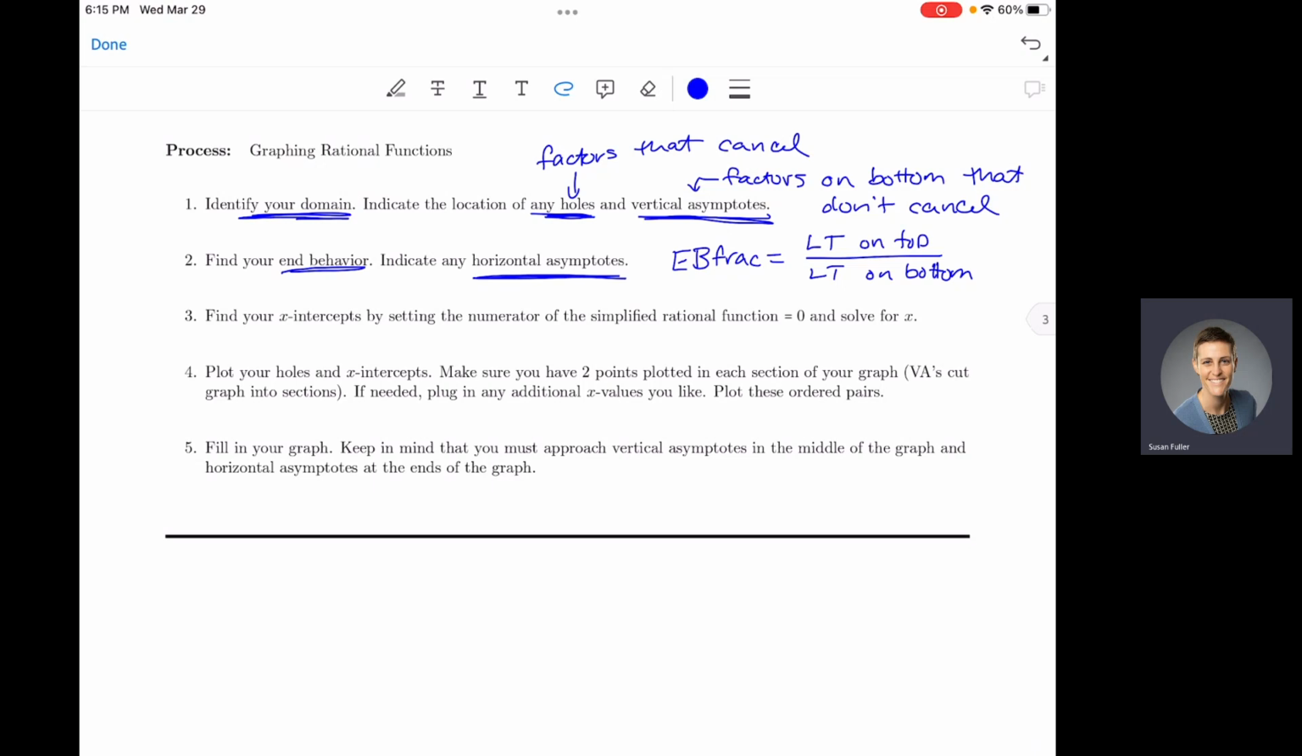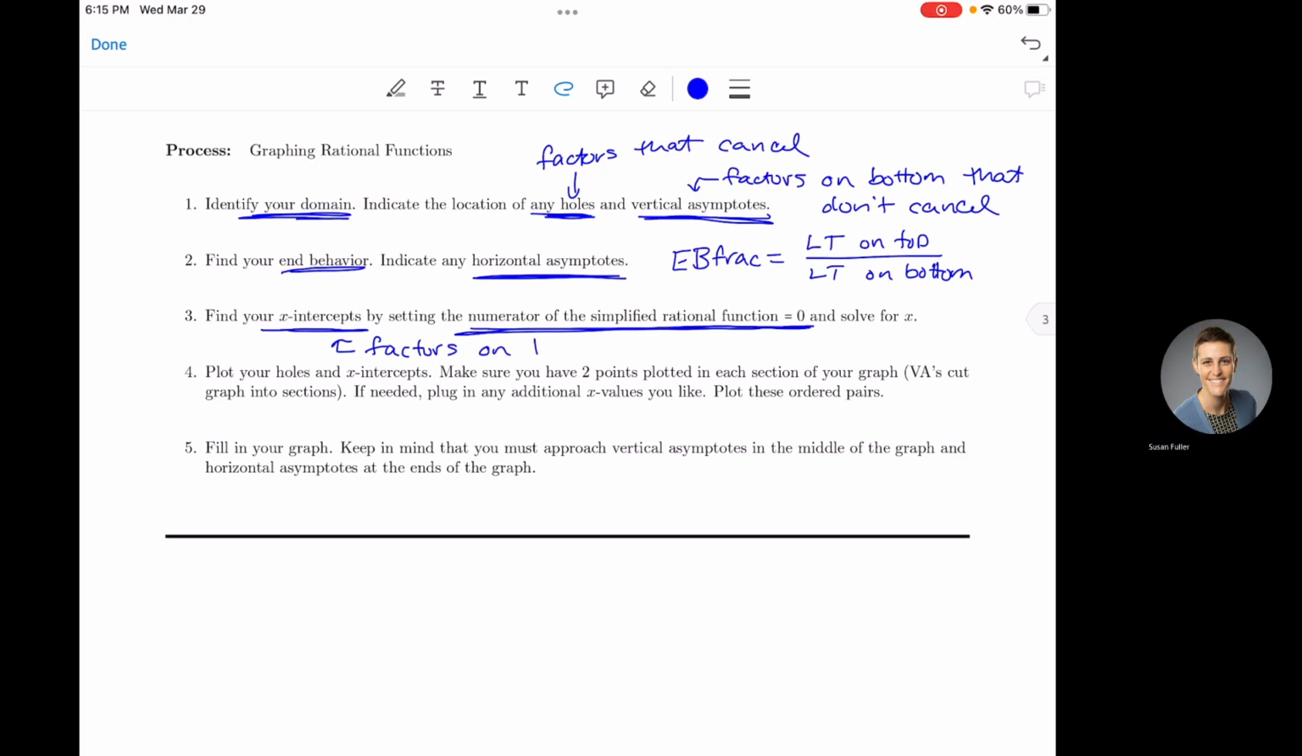And finally, I want you to calculate your x-intercepts. To find your x-intercepts, you're going to set the numerator equal to 0. So any factors in the numerator that don't cancel will create x-intercepts. To match the way that I did this up here, your x-intercepts come from factors on the top that don't cancel. Those create x-intercepts.